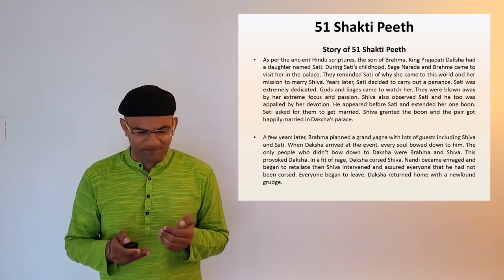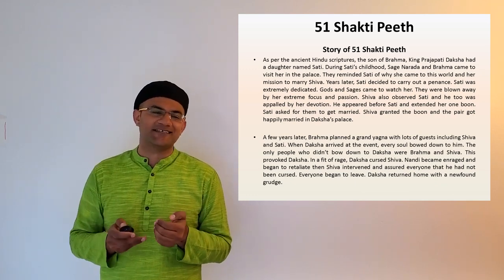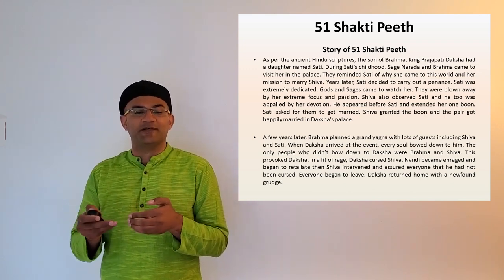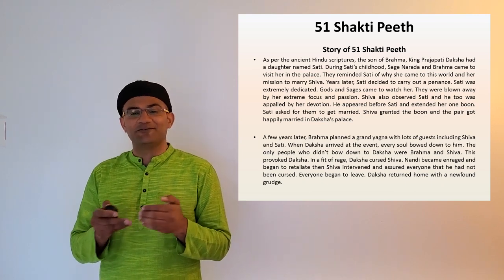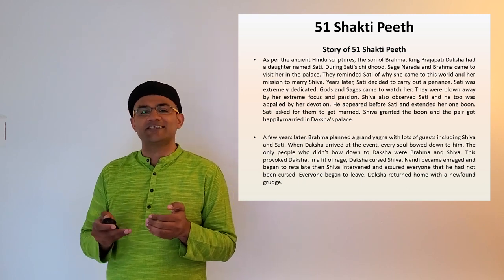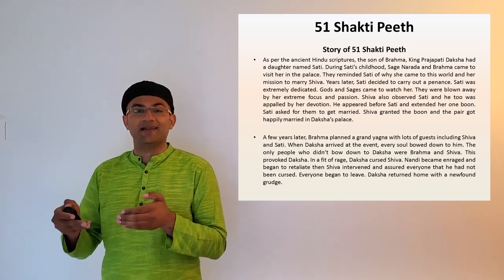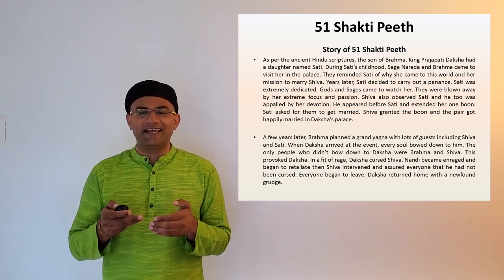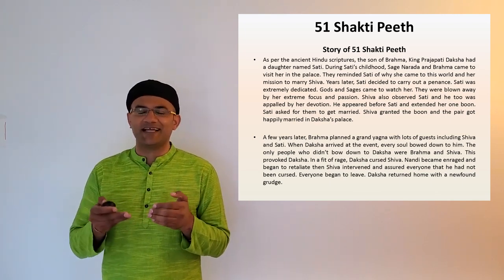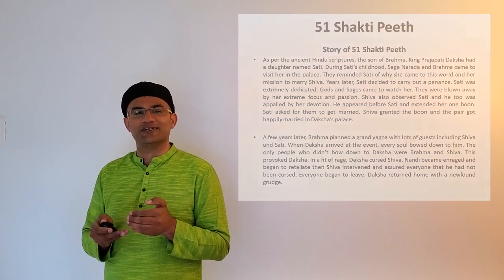But a few years later, Brahma planned a grand yagna with lots of guests, including Shiva and Sati. When Daksha arrived at the event, every soul bowed down to him. The only people who didn't bow down to Daksha were Brahma and Shiva, and this provoked Daksha. In a fit of rage, Daksha cursed Shiva. Nandi is basically the bull, the ox of Shiva, and he became enraged and began to retaliate. When Shiva intervened and assured everyone that he had not been cursed, everyone began to leave. Daksha returned home with a newfound grudge.